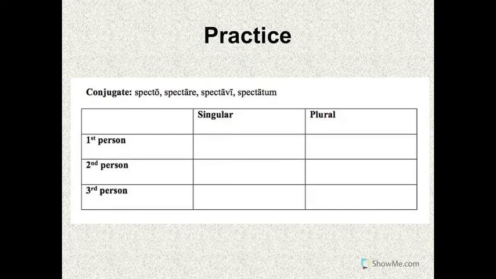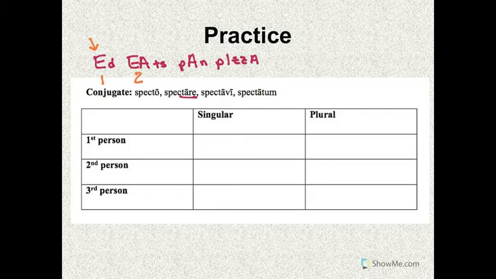Okay, let's practice conjugating specto, spectare in the present subjunctive. Let's remember our mnemonic, Ed eats pan pizza. So looking at this mnemonic and looking at the conjugation of specto, spectare, what should be our thematic vowel? It should be E, because remember, Ed is the mnemonic to help us remember that E is our first conjugation thematic vowel, EA for second, A for third, and IA for third IO and fourth.